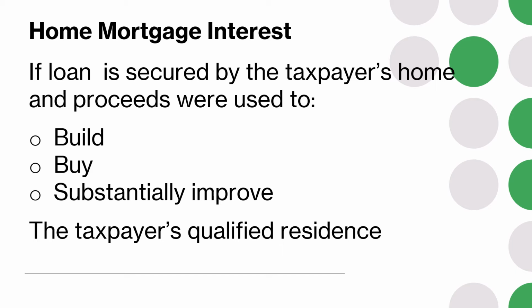So first of all, the loan has to be secured by the taxpayer's home, but also the proceeds have to be used specifically to either build or buy or substantially improve that property. So if people are taking out mortgages above the value of the home and going on vacation, or they're paying tuition, or paying off credit card debt, they can't deduct the amount of interest that is applicable towards what didn't cover the home itself or improvements to the home. And that would be the taxpayer's qualified residence.